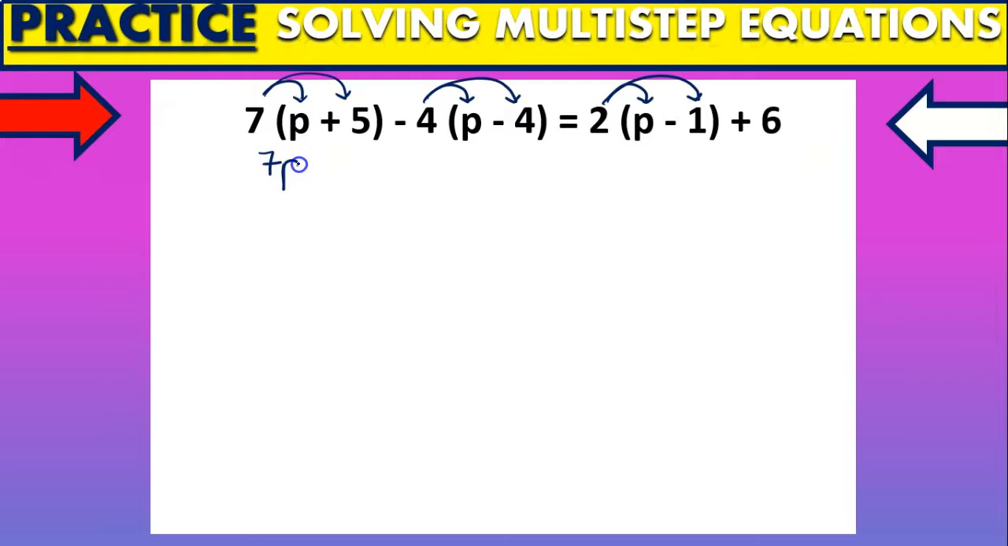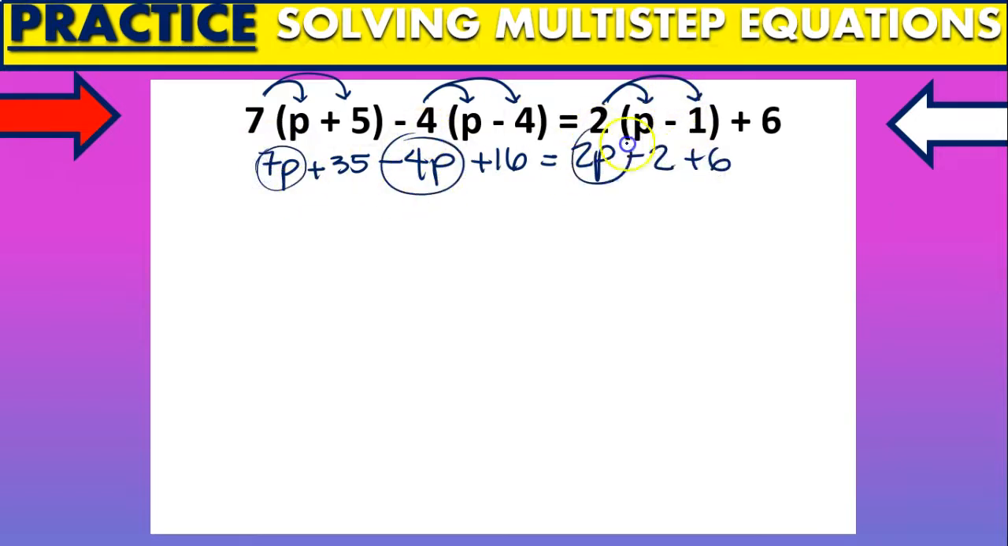So here we have 7p plus 35. Negative 4 times p is negative 4p. Negative 4 times negative 4 is going to be plus 16. Then 2p minus 2 plus 6. So then I'm choosing that every single thing with a coefficient, I'm going to leave it on the left side. And everything that has a number, I'm going to put it on the right side.